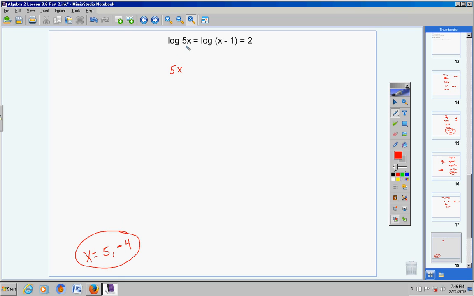One argument is 5x. The other argument is x minus 1. Negative 4 is not going to work. Negative 4 only has to fail in one of these. It fails in both of them. If you put a negative 4 here, you have a negative 20. It fails right there. Your argument cannot be negative. If you put a negative 4 here, negative 4, negative 1, it's a negative 5. It fails there. Negative 4 gives you out negative arguments.